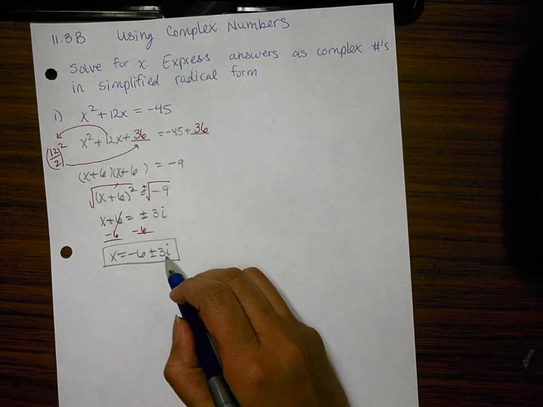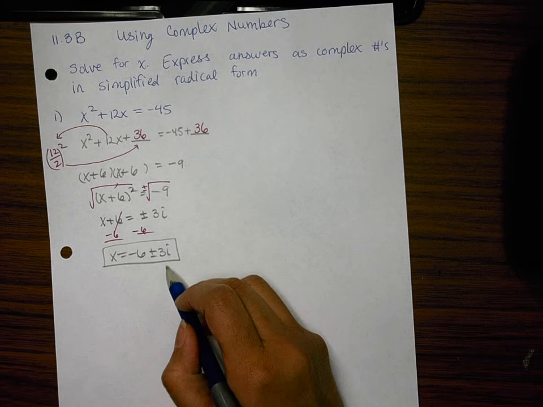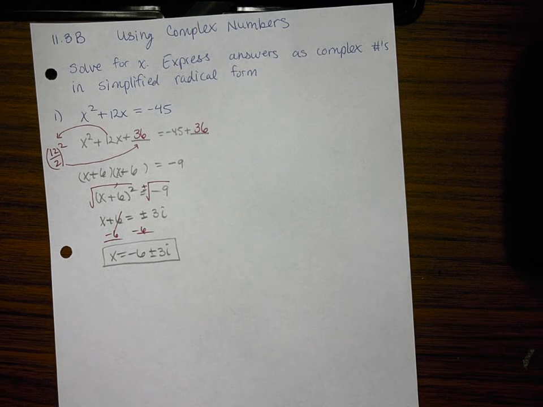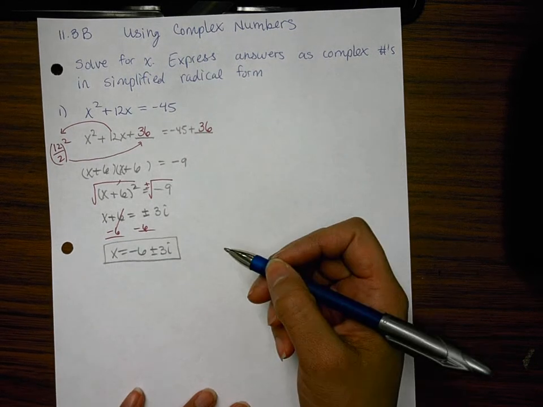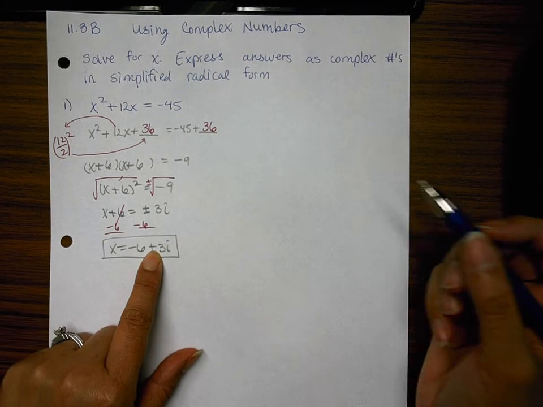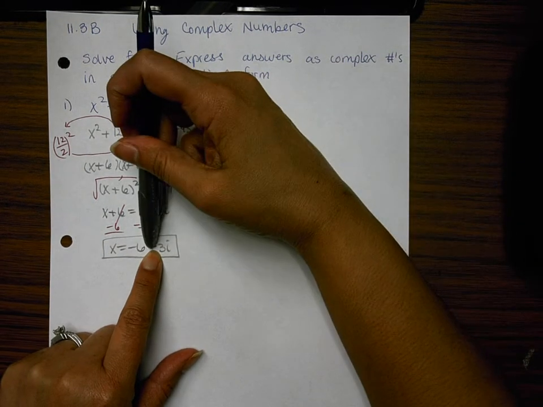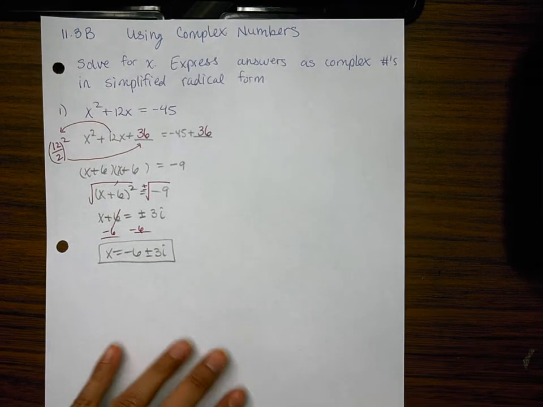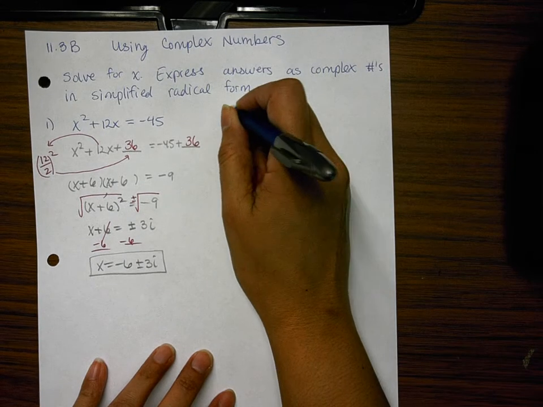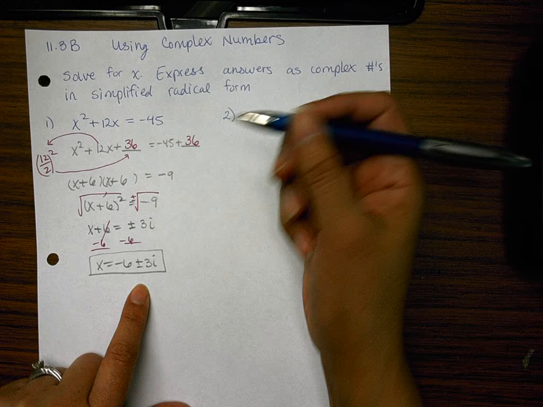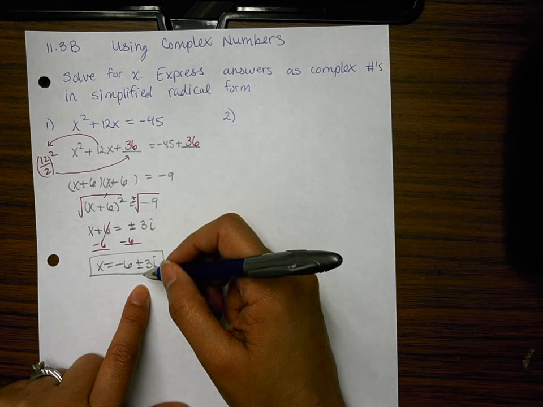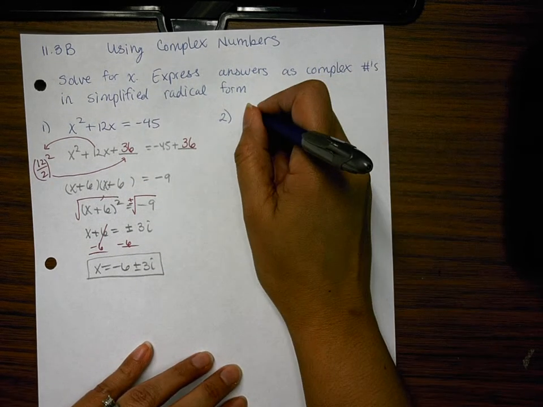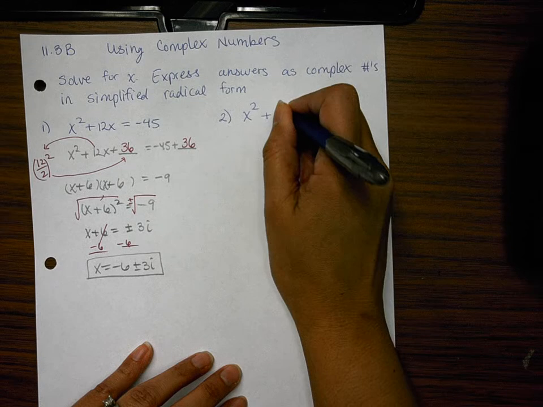They're not like terms because this has an i on it and this one does not. This is your complex number, negative 6 plus or minus 3i. There are two solutions. It doesn't look like it, but negative 6 plus 3i is one solution, and negative 6 minus 3i is your other solution. So there are two solutions there. Now, keep in mind, these are not x-intercepts because of the imaginary part of it, because it's a complex number. It's not an x-intercept, but there are two solutions. Imaginary solutions, but two solutions.